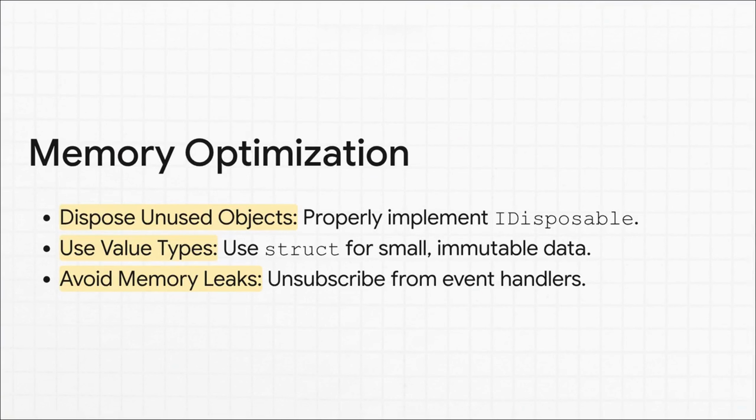You can also use value types, like structs, for small bits of data that don't change, which takes some pressure off the garbage collector. And this one is huge. You have to actively hunt down and prevent memory leaks. That means unsubscribing from event handlers and clearing out collections when you're finished with them.